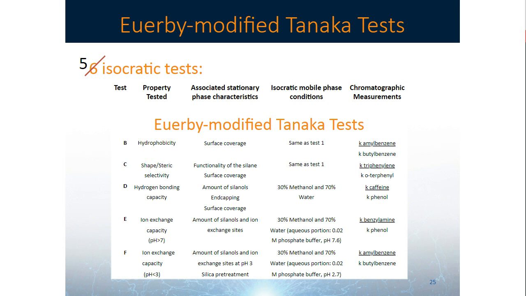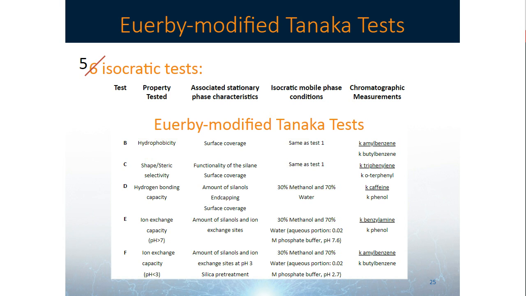So in terms of hydrophobicity, what we're looking at is how retentive is the column for pentylbenzene. For the shape or steric selectivity test for the C, we're looking at the retention factor of triphenylene. For hydrogen bonding capacity, this is a measure of the amount of silanols, end capping, and surface coverage, and that's given by the retention factor of caffeine.